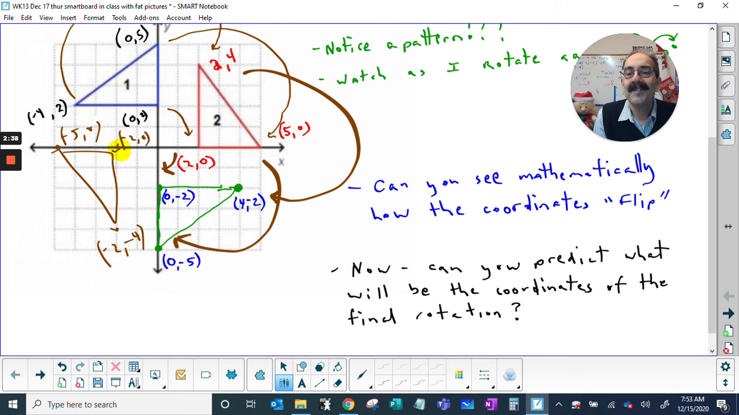Isn't that cool? So even though we were able to rotate, and most of you got the idea of the rotation and sketching it, the actual vertices flip for every 90 degrees. Let's try another one.